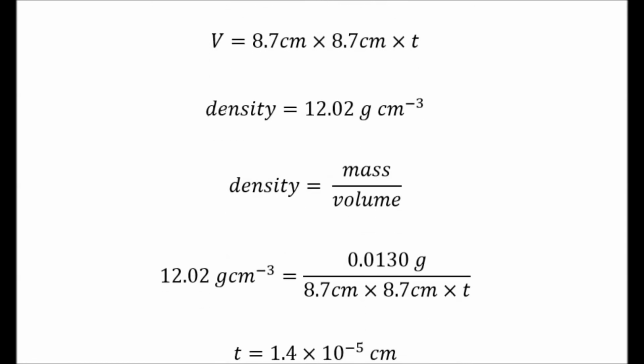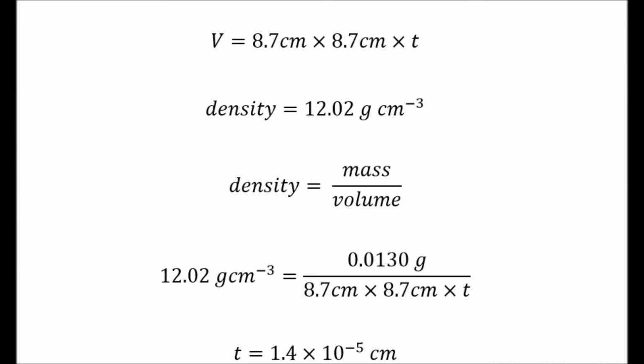The formula for density is mass divided by volume. So we substitute in mass, 0.0130 grams, divided by the volume, 8.7 times 8.7 times T. And that's equal to the density. And we solve for T and get 1.4 times 10 to the minus 5 centimeters.